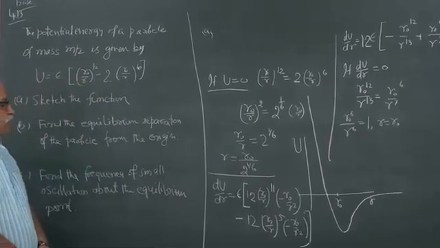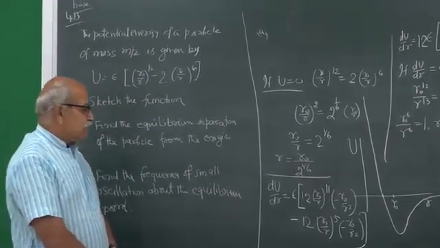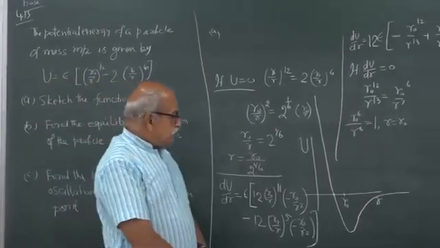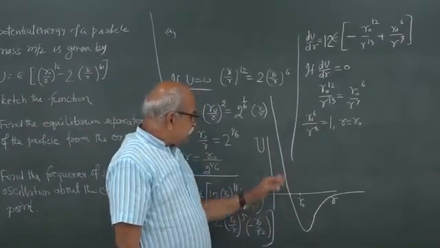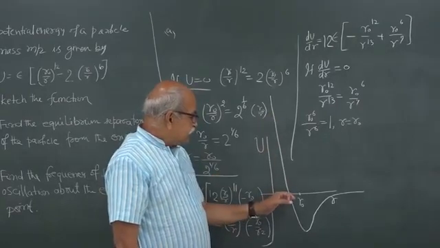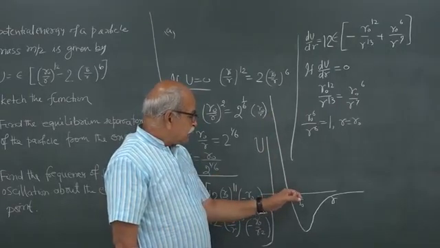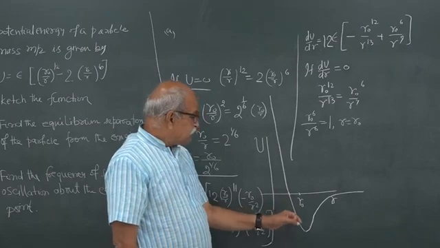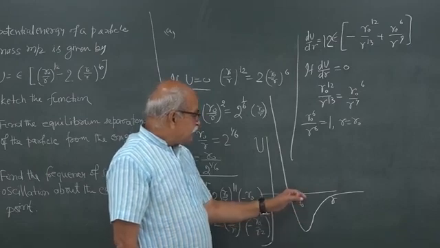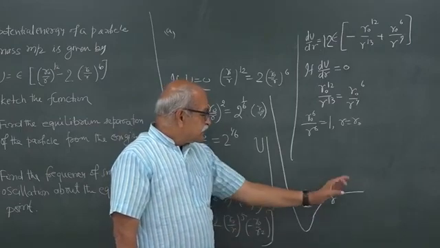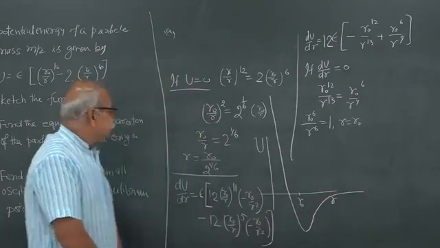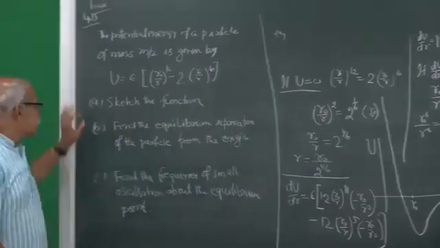This is the kind of potential energy function. If the particle is somewhere here, the potential energy is positive. If the particle is here, potential energy is 0. If the particle is here, then the potential is negative. If the particle is here, it is maximum negative, and then gradually the potential energy again increases, right. So, that is A part.